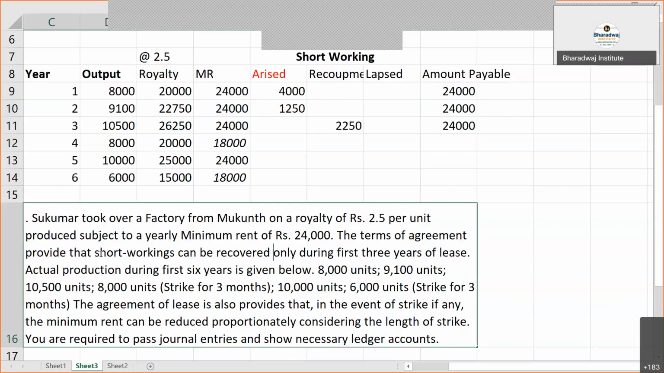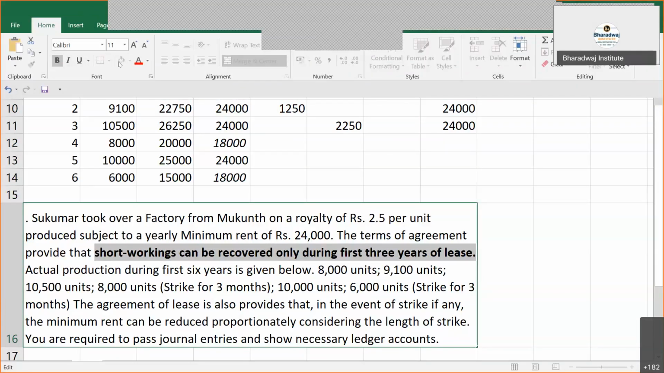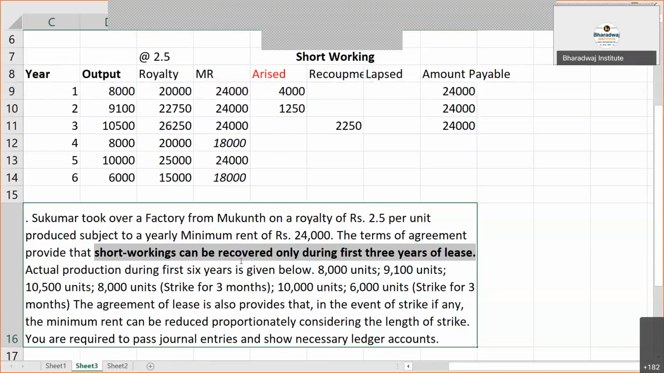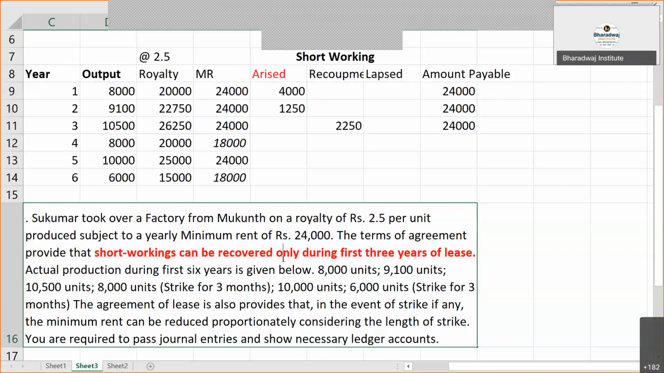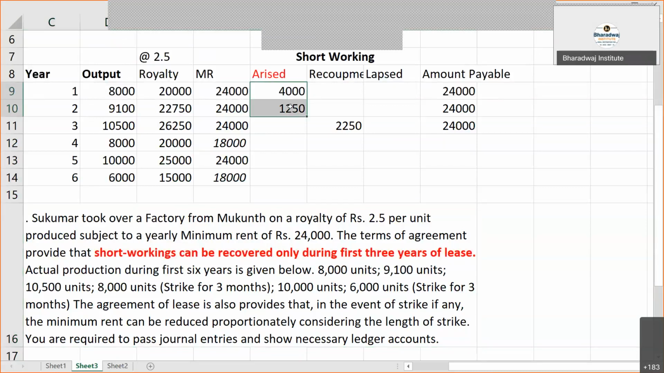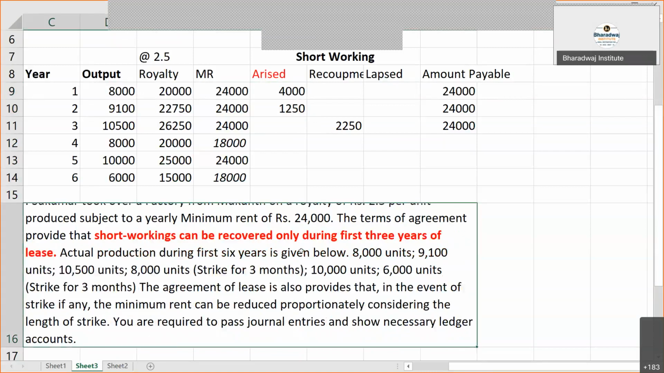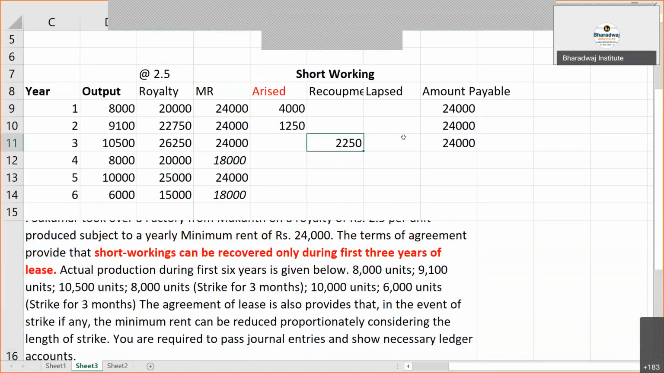Look at the question. Short workings can be recovered only during the first 3 years of lease. So, out of 5,250, we recovered how much? 2,250. The balance will be lapsed. Repeat, 3,000 will be lapsed.